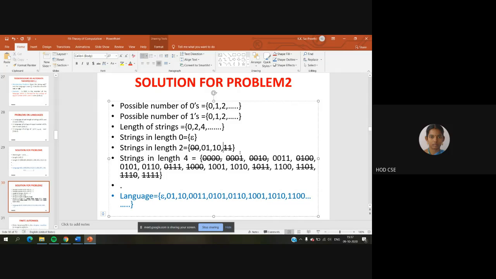Length 6 is also possible. Length 8 is also possible. Likewise it goes, so it is an infinite set. Okay, can you understand how this language can be framed?